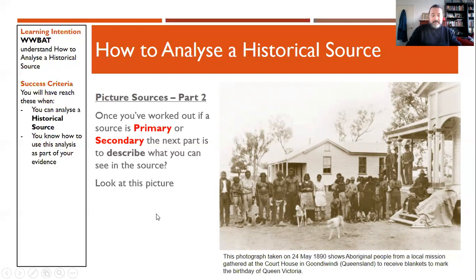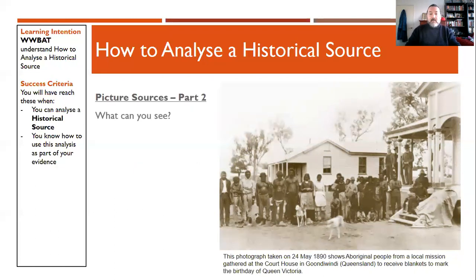Next up, we need to say, what can you see? Now, the caption helps, obviously. It explains where it is, so we know where it is. We know what kind of people are in there.